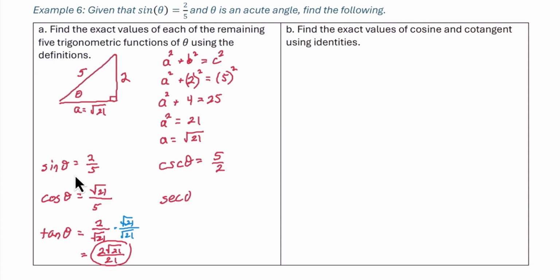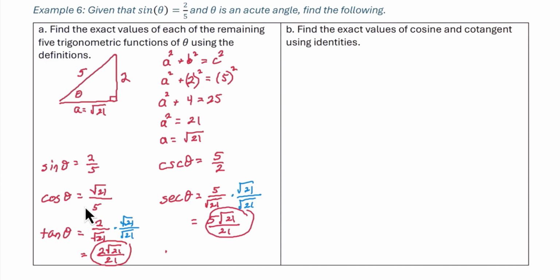Secant theta is the reciprocal of cosine. So let's just flip that fraction: 5 divided by the square root of 21. We again, in this case, want to rationalize the denominator. So we'll multiply by square root of 21 over square root 21. This will give us 5 square root 21 divided by 21 for secant theta.